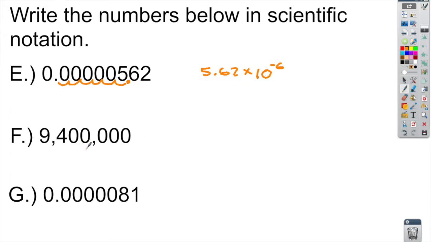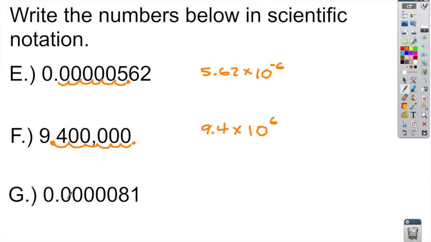All right, let's take a look at f. Okay, now once again, the decimal, it's invisible, but it's right there. Where should it be moved to? Well, in this case, it should be moved to here, 9.4. And I had to move it 1, 2, 3, 4, 5, 6 places, so 10 to the 6th. But in this case, it's a positive 6 because, again, it's a really large number. Large numbers imply positive exponents, and because it's large, I had to move the decimal to the left this time instead of to the right.